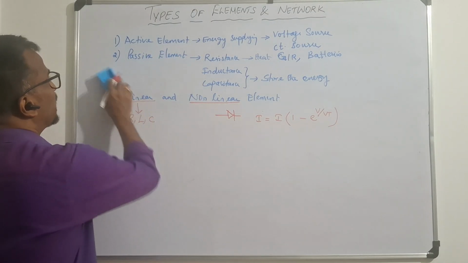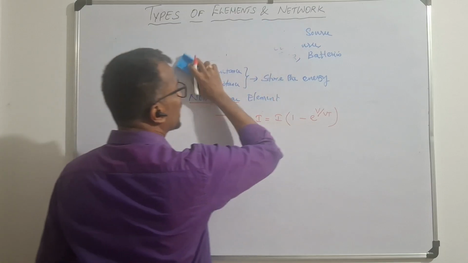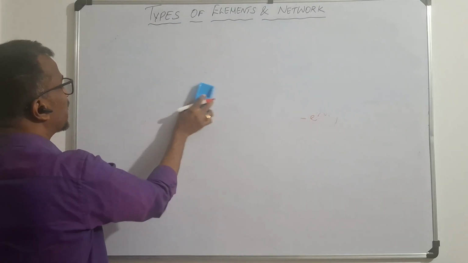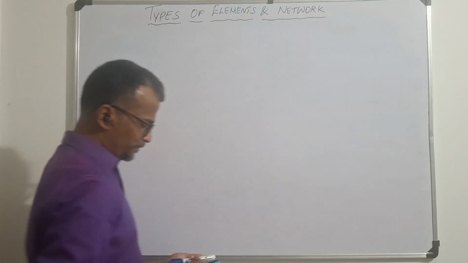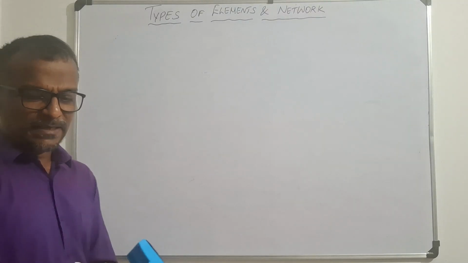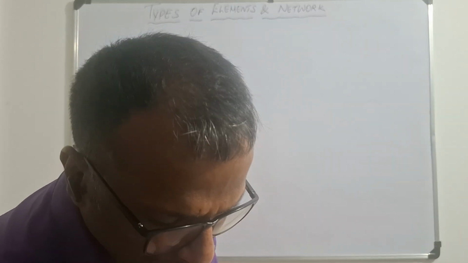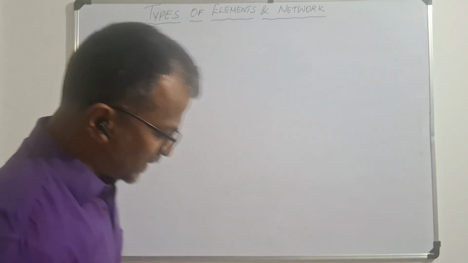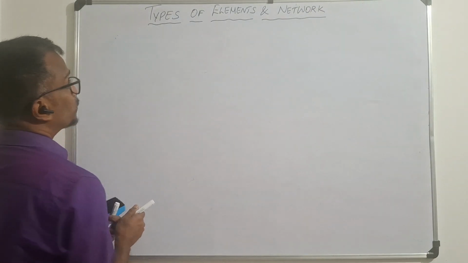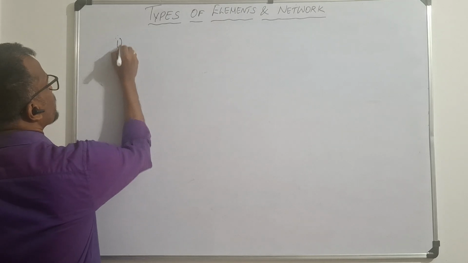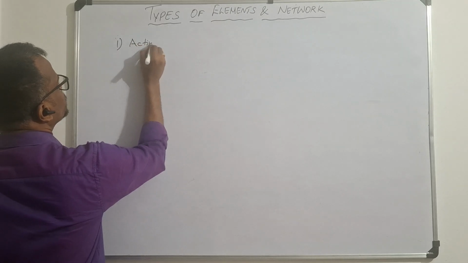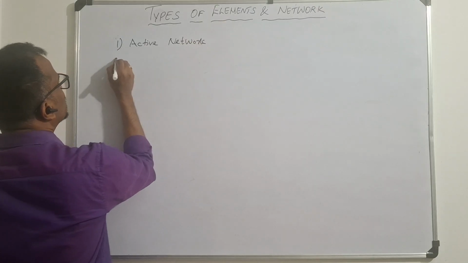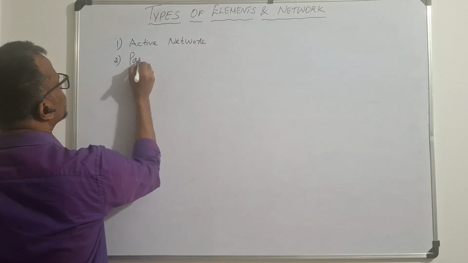Based on all these elements, we have to understand what are the different types of electrical networks available. For example, let us start with the first section. First section is the active network and the passive network. Active network. Then the second one will be the passive network.